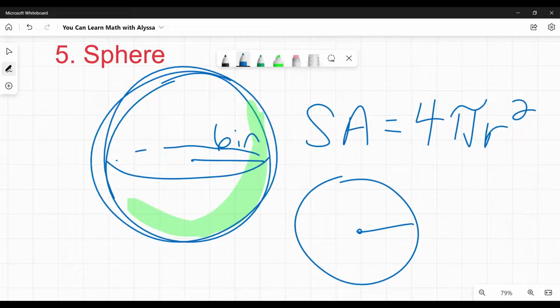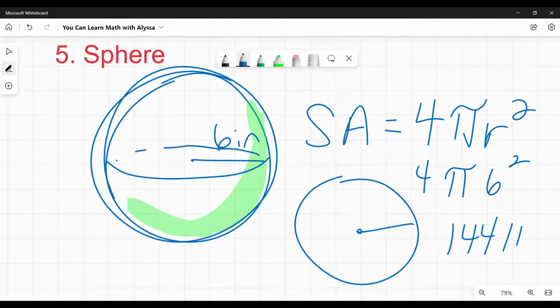Surface area is 4 times pi r squared. So in this case right here, if our radius is 6 inches, 6 squared is 36. 4 times pi times 36 is 144 pi. It'll be inches squared.